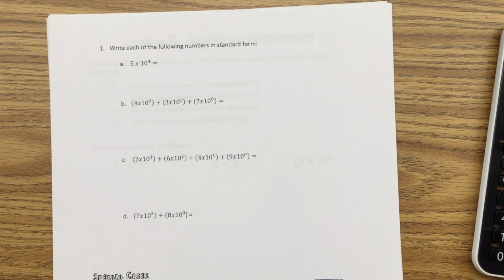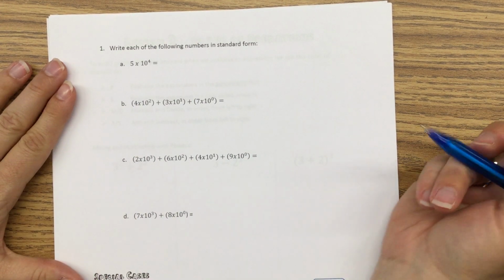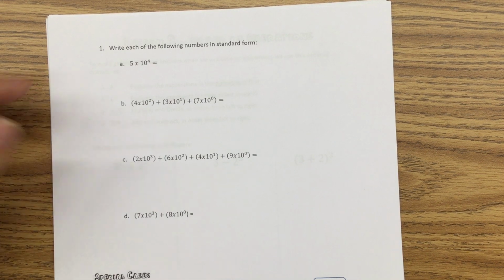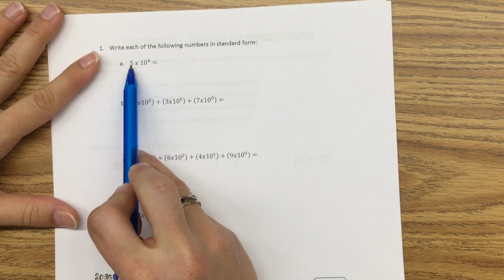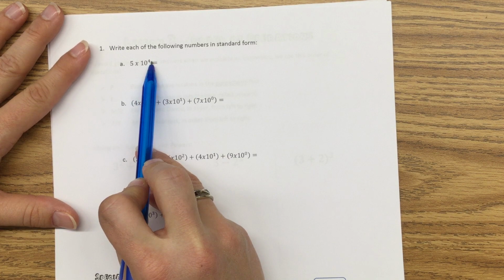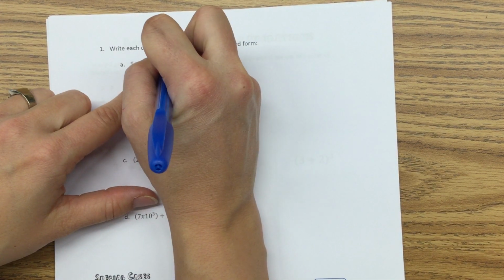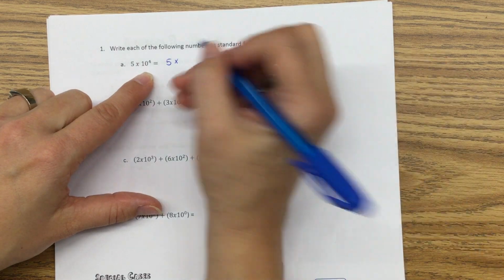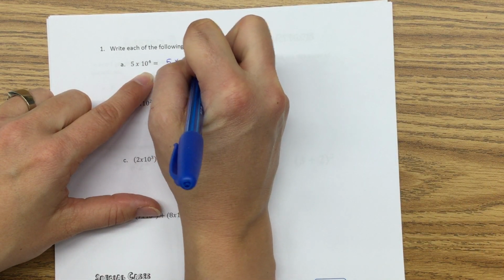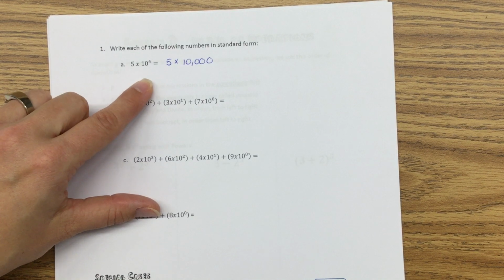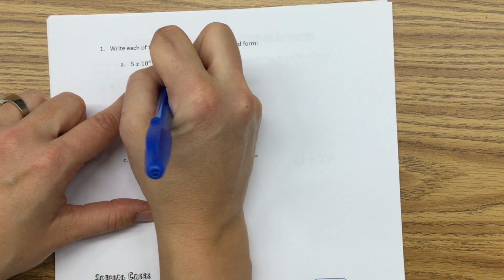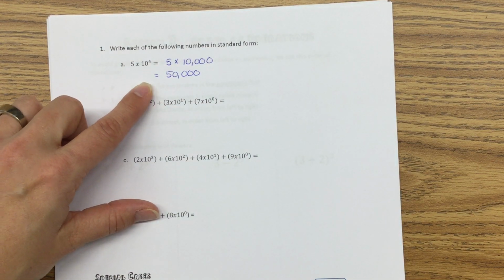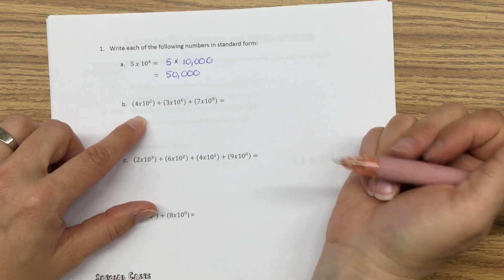Okay, let's try a couple of these. I want to write each of these numbers in standard form. And standard form means we're going to write it out using the powers of 10. Okay, so if we have 5 times 10 to the 4th, that's the same thing as saying 5 times, now 4 zeros is 10,000, so times 10,000. Okay, and that would be the same as 50,000.